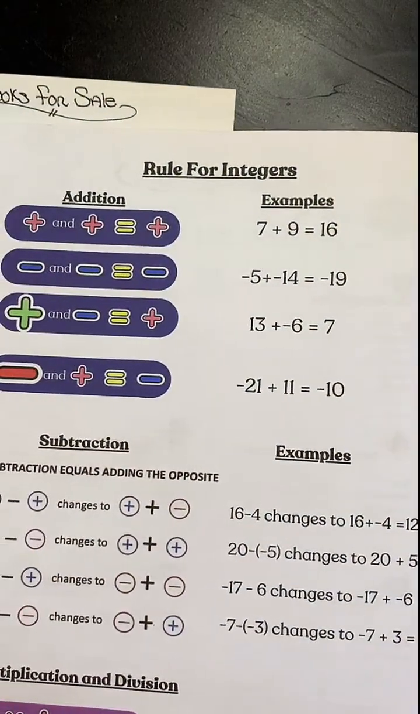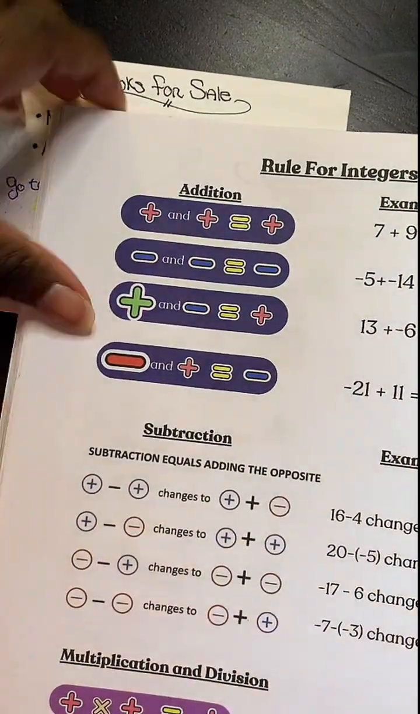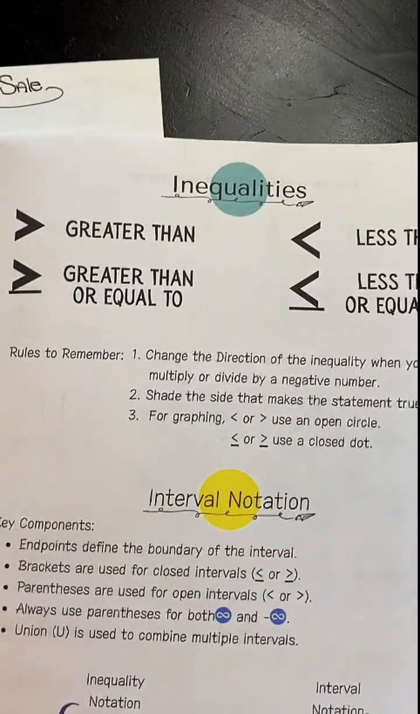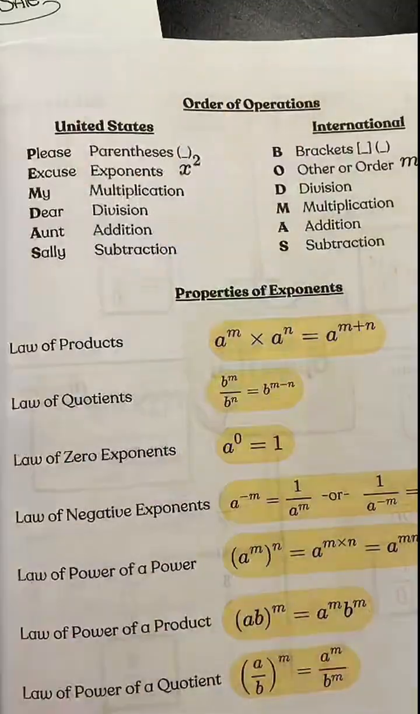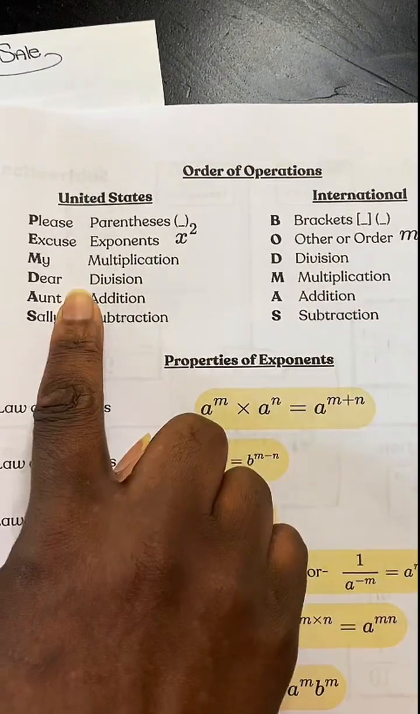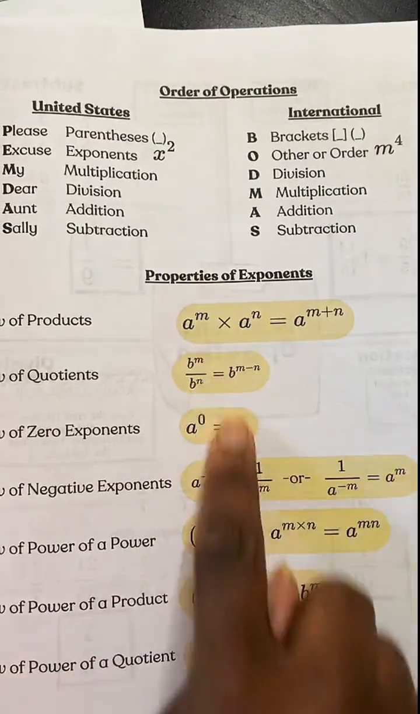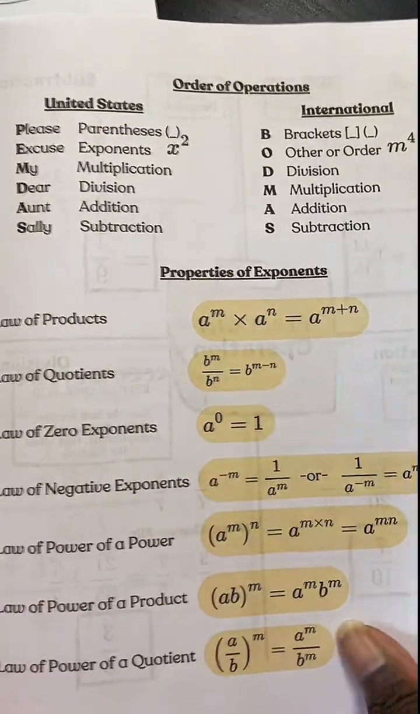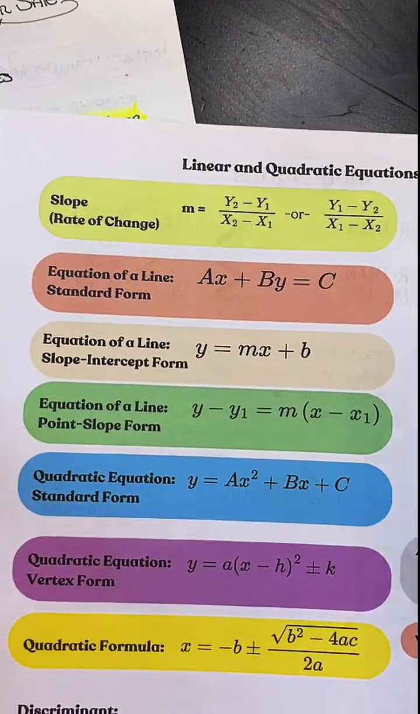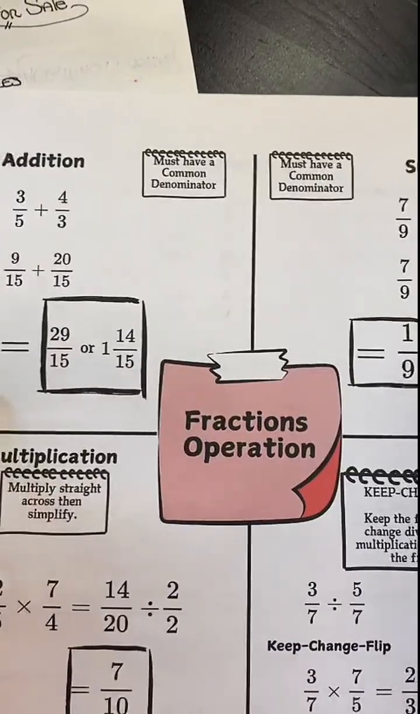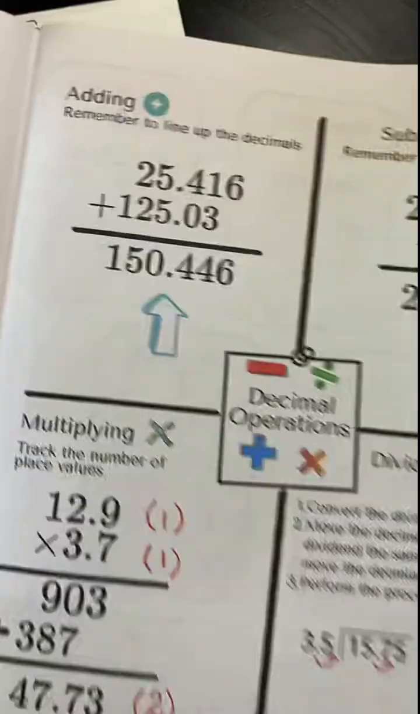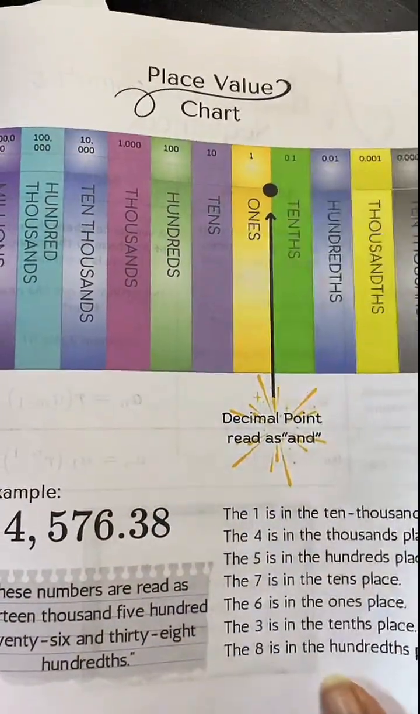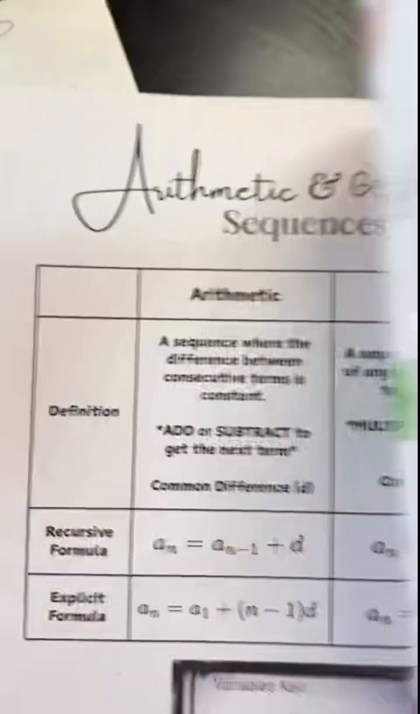It also gives you the rules of integers. I'm going to have to do this flip-flop thing. Then we have inequalities, so you know which one is going in which direction, and interval notation. Then you have order of operations here in the US and internationally. Properties of exponents, we did a few of these. Linear equations, quadratics, fractions, operations for adding, subtracting, multiplying, and dividing, as well as decimal operations, doing the same thing. Then you have your place values, and your percents and decimals.